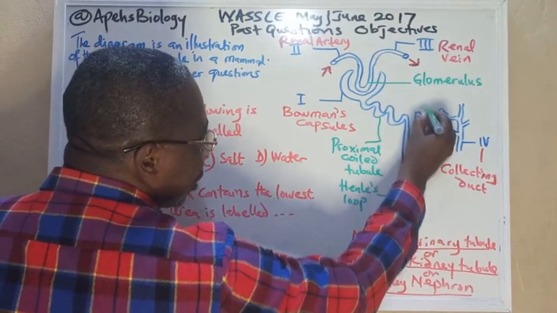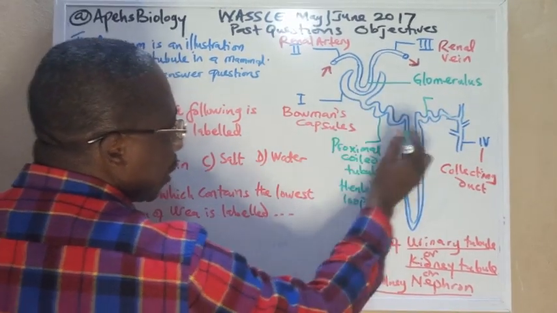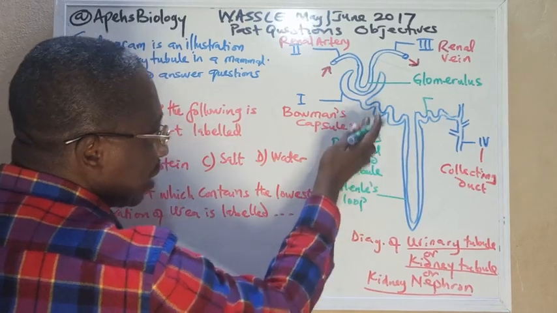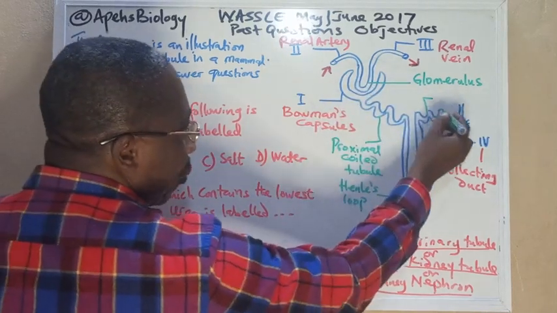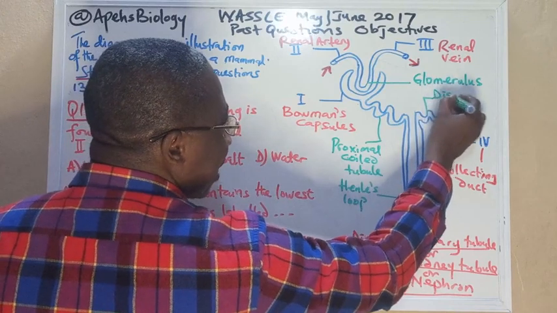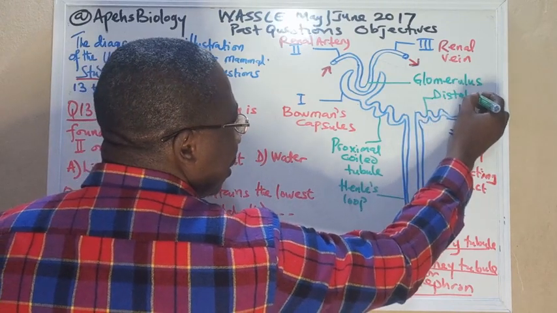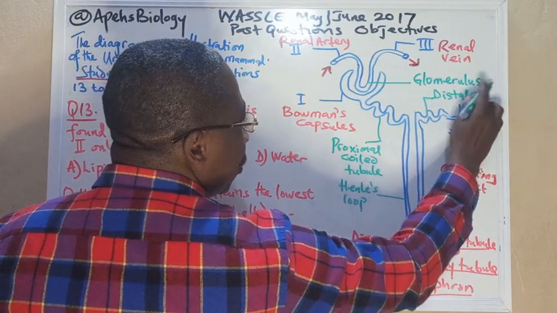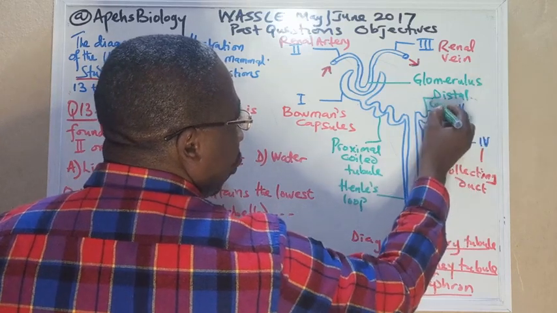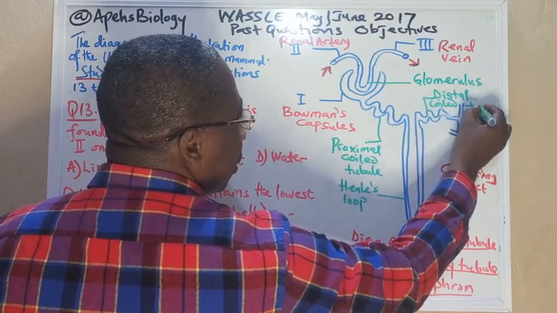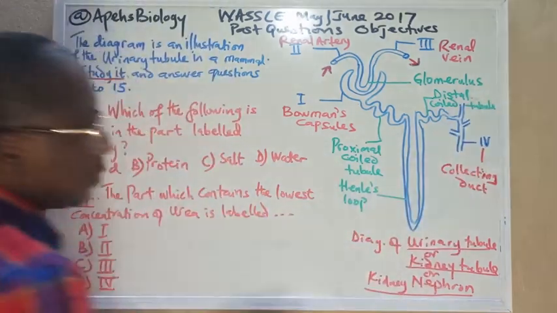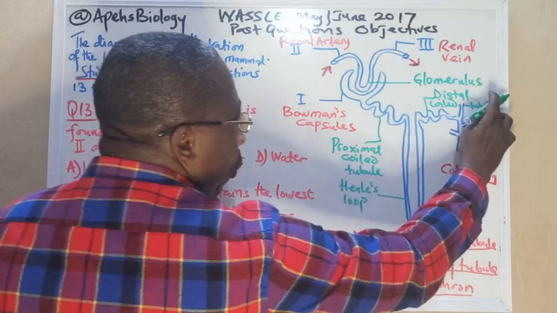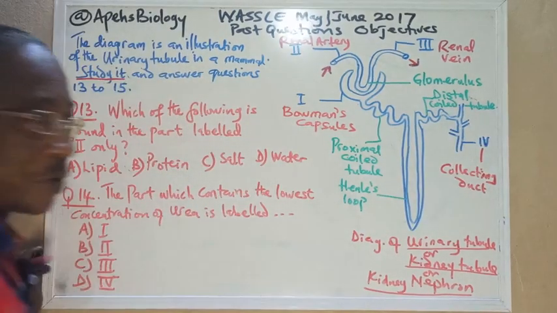This area where you have this other tube that is far away from the Bowman's capsule, this one is proximal, meaning that it is near. These ones that are coiled and far, we call the distal coiled tubule. Distal coiled tubule. All right? You see the biology behind this. Sorry for the small size of the board, okay?